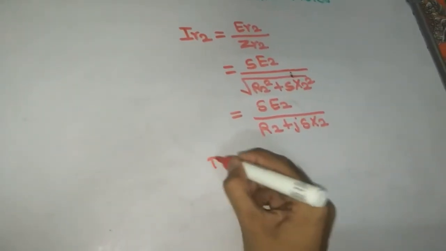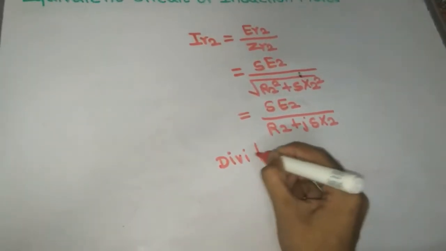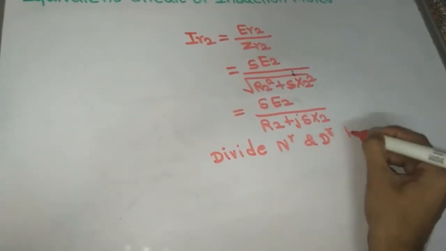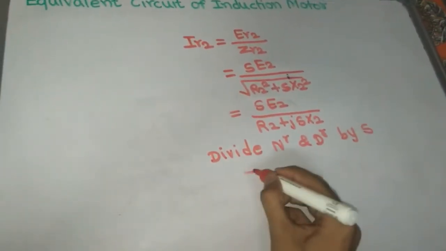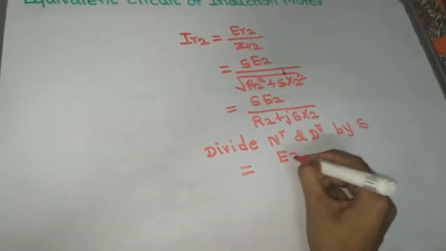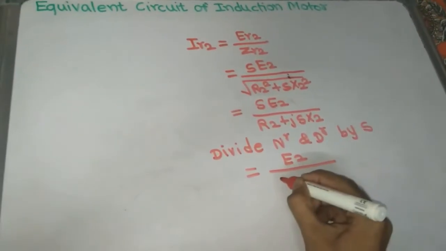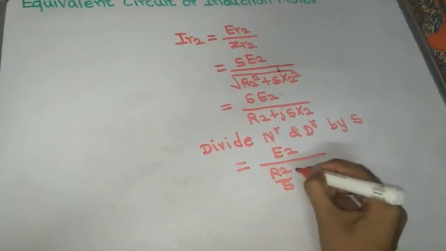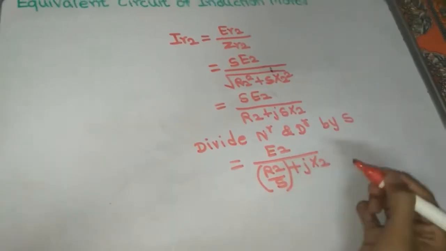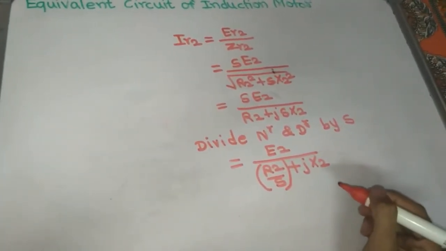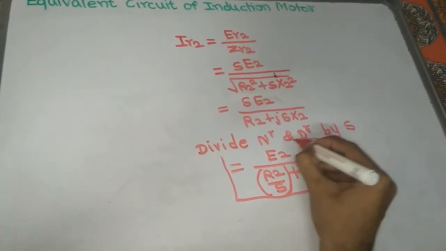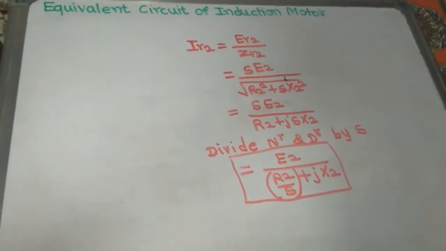So now divide the numerator and denominator by slip S. After dividing the numerator and denominator by slip S, we get E2 divided by (R2 by S plus j X2). That is the arrangement we have to make here in the equivalent circuit of the rotor.